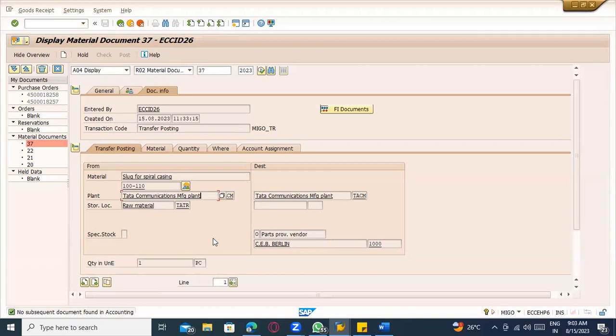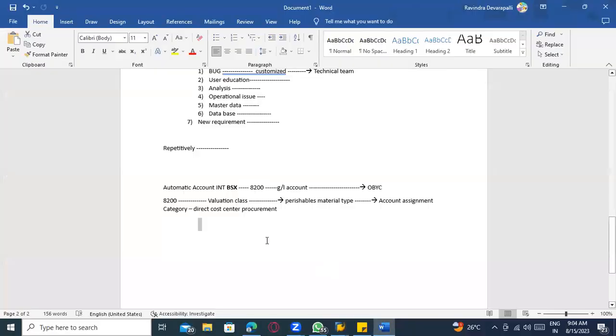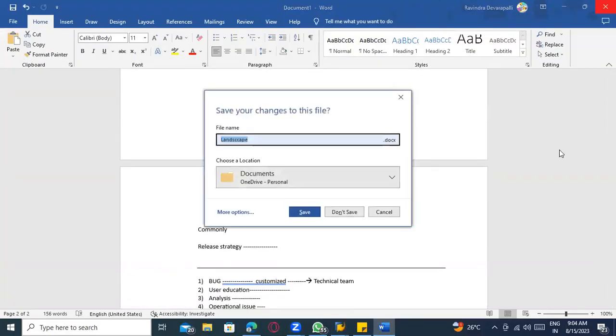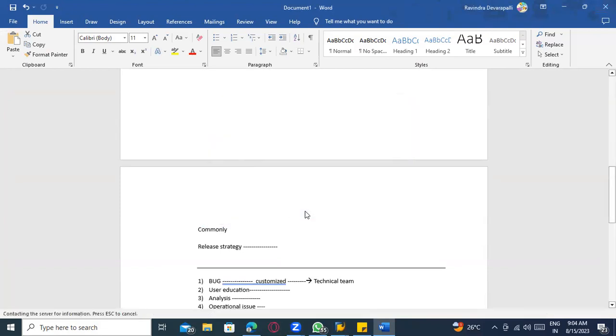So in these cases we don't have any accounting entries, because we are just transferring the stock so they can use it to make the final product. The ownership is still not changed, so there is no accounting impact. You must understand that for movement type 541, there are no accounting entries.